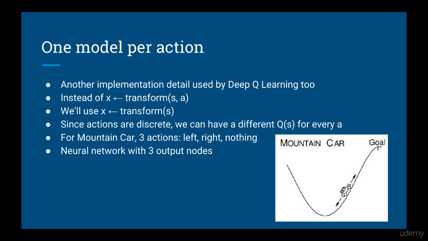The next implementation detail we need to discuss is a technique used by deep Q-learning as well. Specifically, instead of trying to model Q of S, A with X as the input vector, that is some feature transformation on the state S and action A, we'll instead just make X the transformation of the state S. Since the actions are discrete, we'll instead create a different linear model for each action. So in the case of mountain car where we have 3 actions, left, right, and do nothing, we'll have 3 linear models, all giving us the Q for a separate action. Another way to think about this is that it's a neural network with 3 output nodes. This is exactly the approach we'll be taking when we do deep Q-learning.